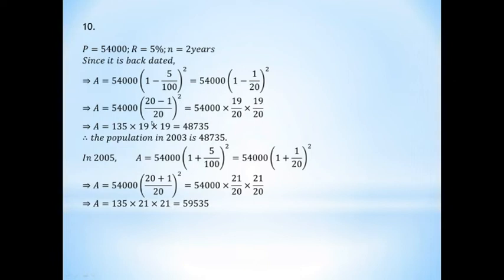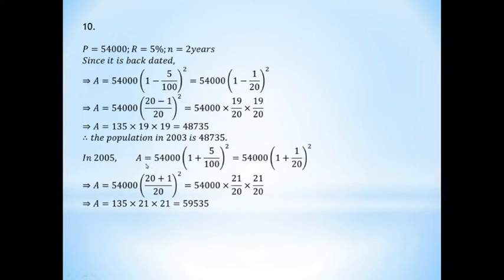After simplifying this, it will get 48,735. So 2 years before, the population of the city is 48,735. Then after 2 years, the population will be 54,000. Then after 2 years, in the future 2 years, if the rate of increasing is still the same as 5%, after 2 years, how many people will be there in the city?